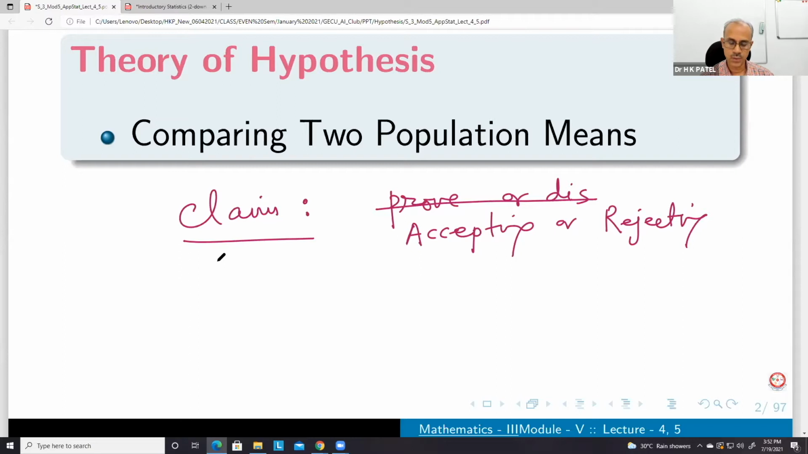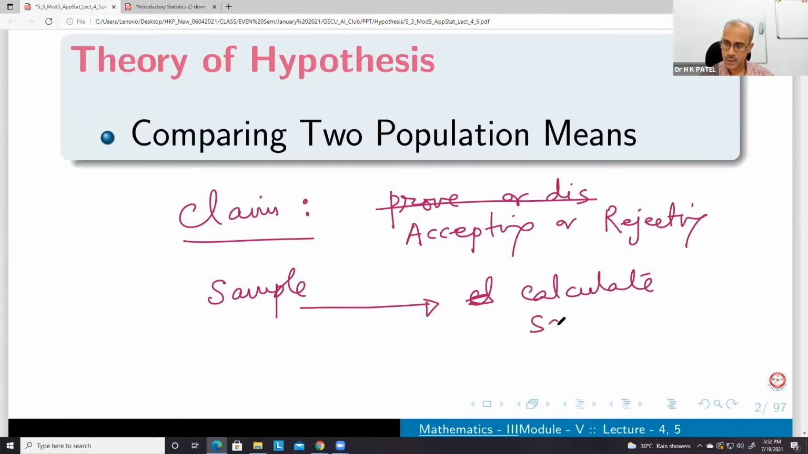So for this, we draw a sample. Okay, and with the help of this sample, we calculate sample statistic. Okay. So we have sample, we calculate sample statistics, and therefore there is a formula for this.